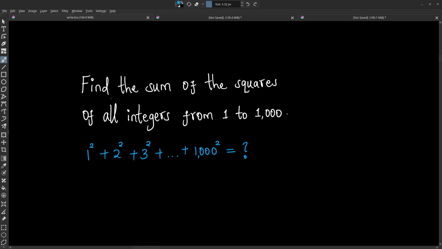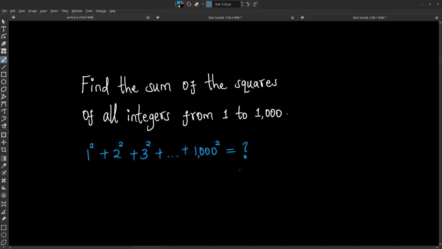Hello, in this video we are told, find the sum of the squares of all integers from 1 to 1000. So basically what we need to do is find 1 squared plus 2 squared plus 3 squared all the way to 1000 squared. If you were to do this by hand, you would probably take a couple of hours. What we are going to do in the video, though, is try to find a general formula for this kind of situation.